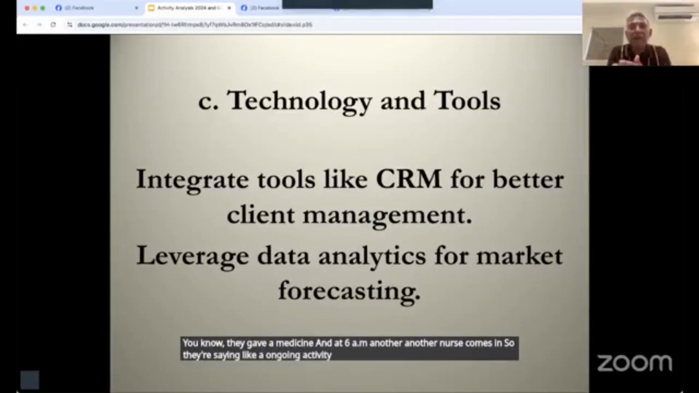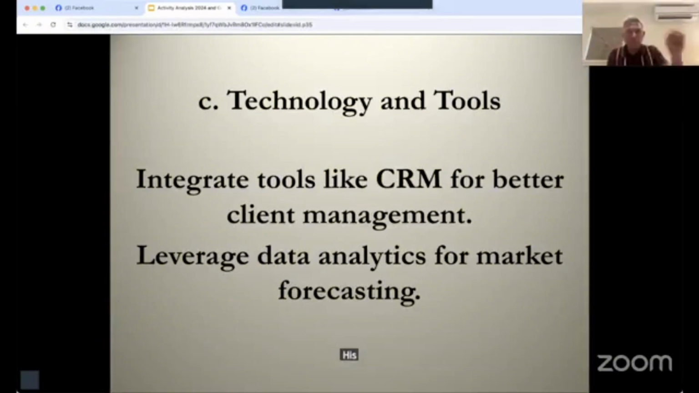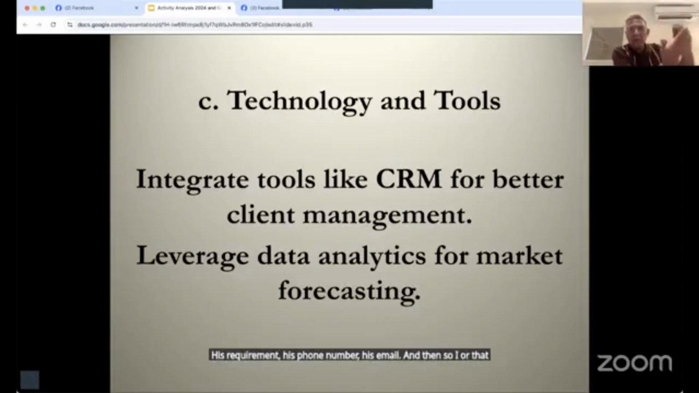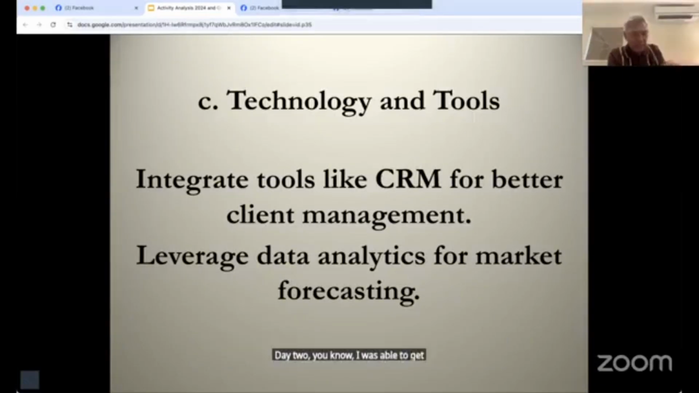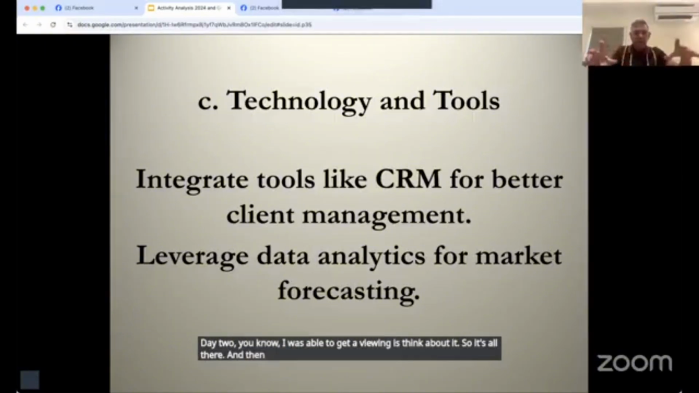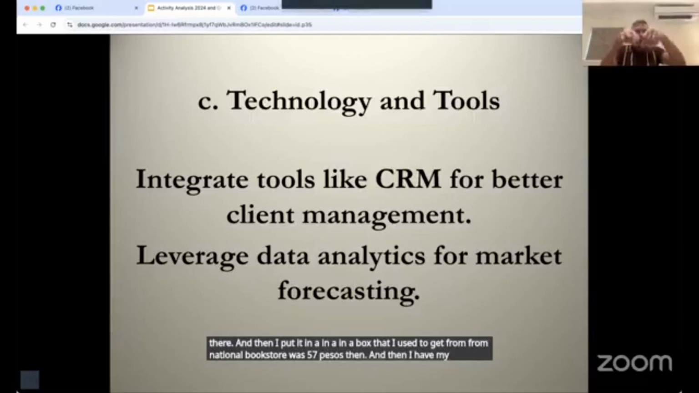That's the same thing with how I started, with a 5x7 index card. I got the client name, his requirement, his phone number, his email. Then at the back, day 1, I offered him Essenza. Day 2, I was able to get a viewing. So it's all there. Then I put it in a box that I used to get from National Bookstore, 57 pesos then. And then I have my 4x6 index card. So that's how I do it.